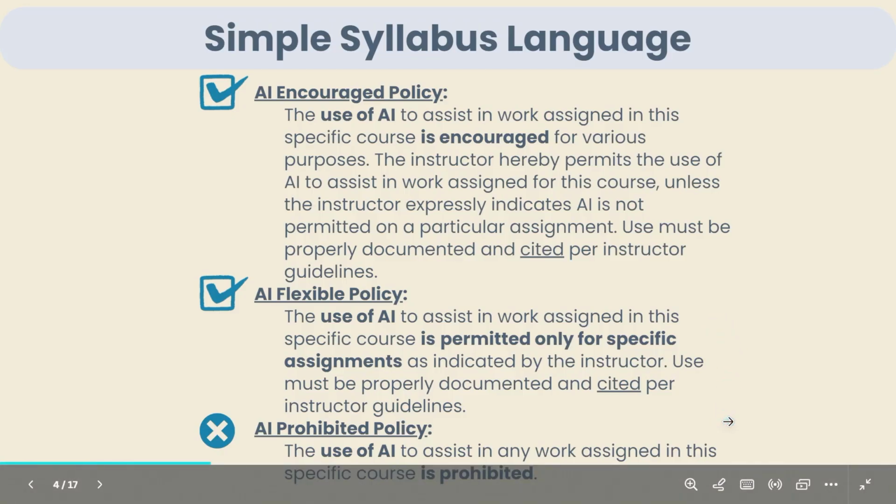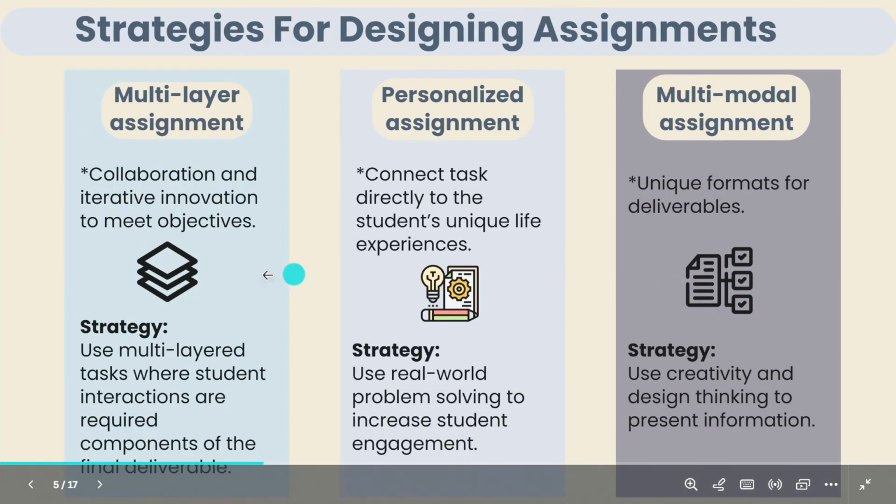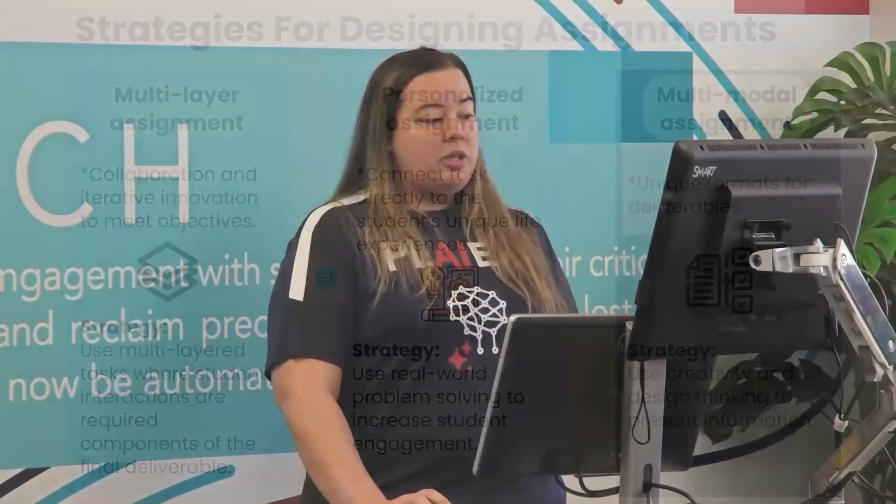Perhaps in your course, that's your decision that they're not going to be able to use AI in any of their assignments. So once you've decided that, I wanted to give you options for how you can create assignments. And this would be regardless of the policy that you select. I'm going to show you strategies. I'm going to show you what it might look like. And then I'll get into some examples.